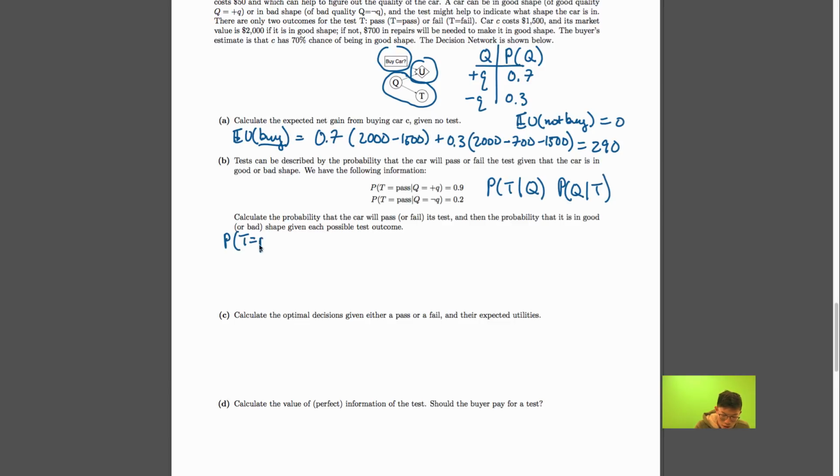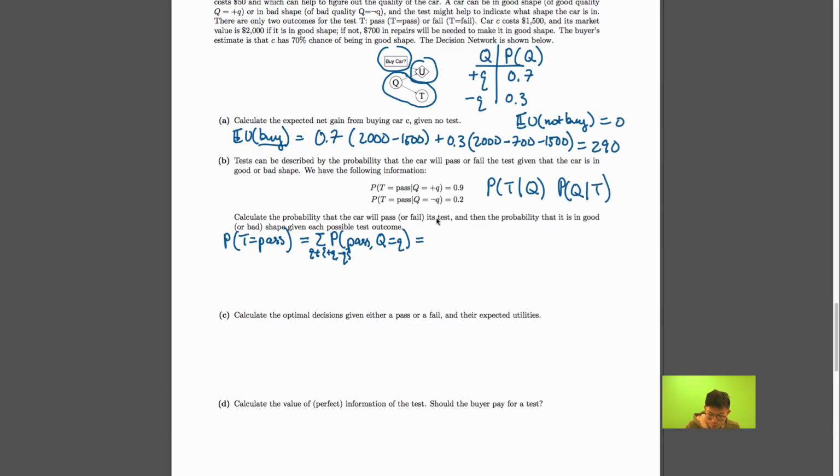So let's do the first part. What is the unconditional probability that the car passes the test? I'll partition this probability using the law of total probability over the qualities of the car. I'll shorten this to pass, and we're going to partition over q equals q. And q could either be plus q or negative q. Excuse the notation.